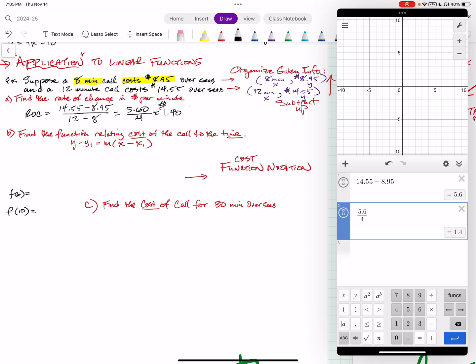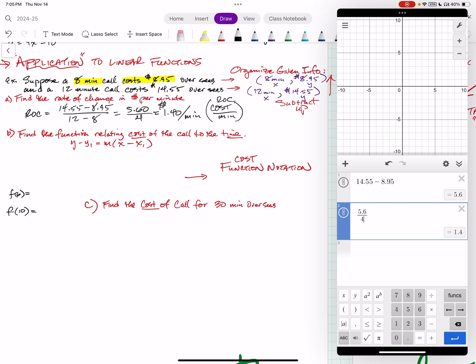Okay, notice I said $1.40 per minute. That's your rate of change. We're talking cost over minutes, cost per minute. That's your rate of change.